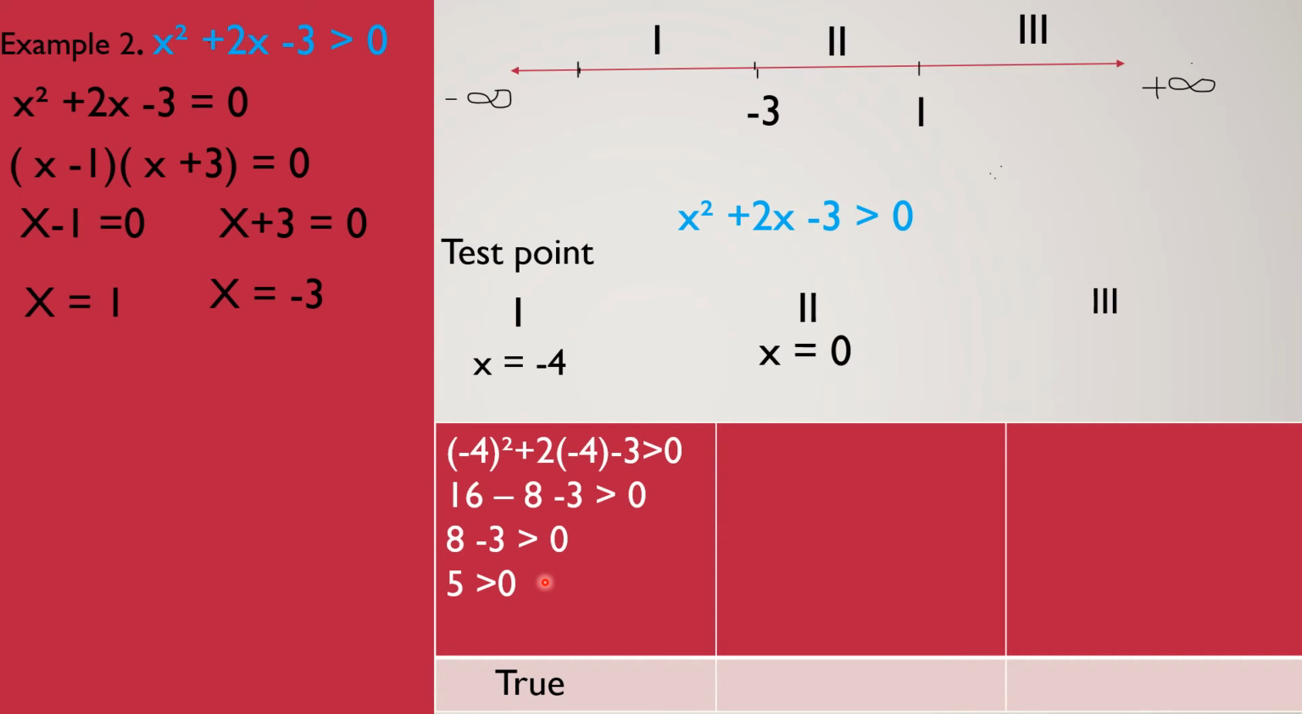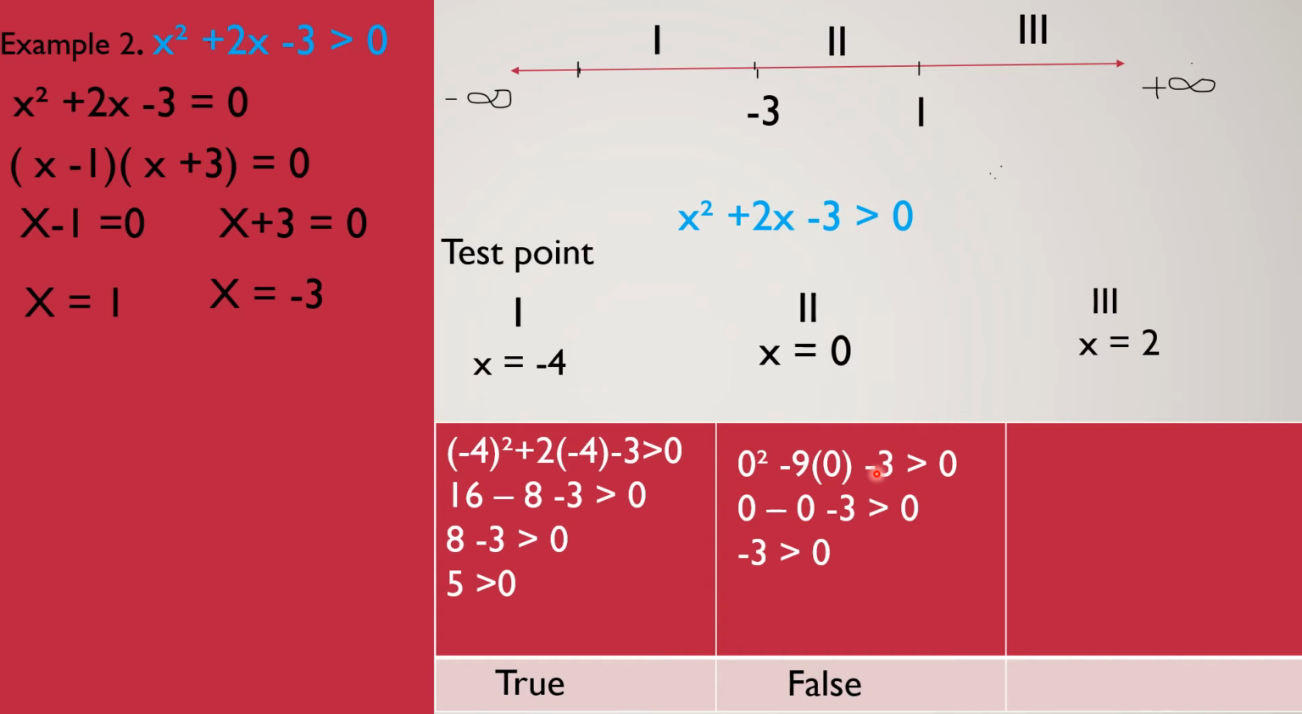Okay, the second part, from here going here, for the test point we can use x equal to 0. Because here, negative 3, negative 2, negative 1, 0, 1. Because it's easy if you're going to use 0. Simply, x is 0. Then here, 0 squared is 0, and 2 times 0 is 0. So what we have is only negative 3. Negative 3 is greater than 0, which is not true.